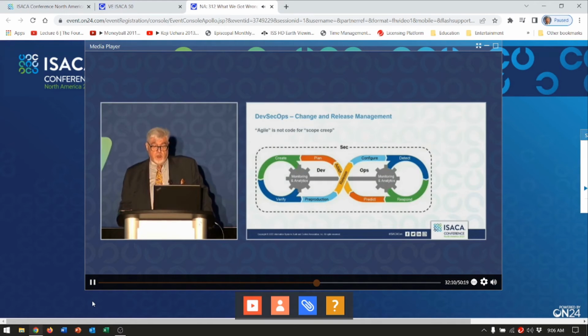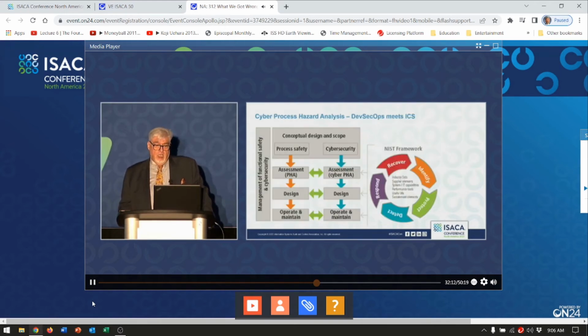Now comes the most interesting part. Cyber process hazard analysis and the metadata catastrophe. In the chemical engineering discipline, there is a formal process called process hazard analysis, where you put together a model of the plant, and then you go through it with an eye towards what are the pressures, what are the temperatures, what are the flow rates, what are the capacities, what are the thresholds. When we put this plant up, is it going to blow up?